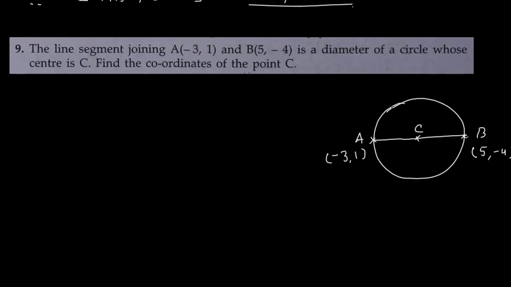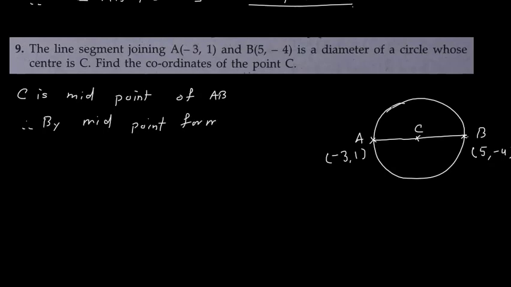Find the coordinate of point C. So simple question. C is the center, that means C is the midpoint of AB. I will say that C is midpoint of AB. Therefore, by midpoint formula. Okay, two different things. Midpoint formula and theorem are different. Do you know the difference between this theorem and formula? Okay, I will not tell. You identify, you check what is the difference between this midpoint formula and midpoint theorem.